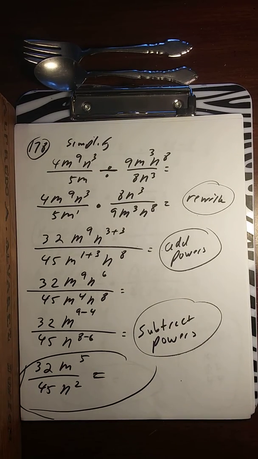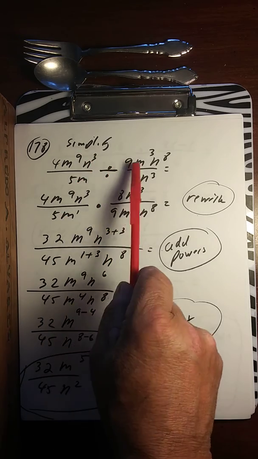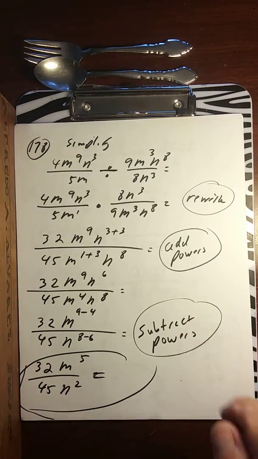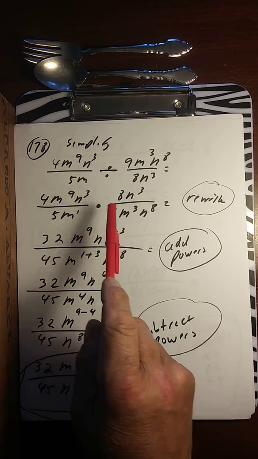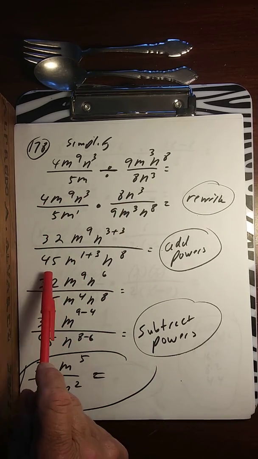Simplify this. It's division. So first thing you need to do is rewrite this. Copy this one and this one. Get the reciprocal of it. There it is. Okay. Flip it upside down like that. Now let's put them together. 8 times 4, 32. 9 times 5, 45.